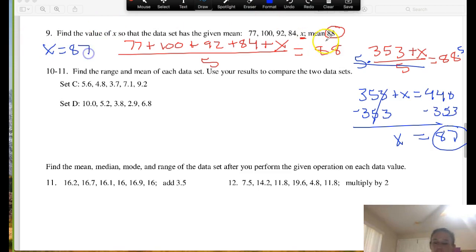If you want to end up with an 88 average, you need at least an 87 here. Now, a more realistic thing would be to do a 90 here, so that you can know what I have to get on the test to get an A in the class.